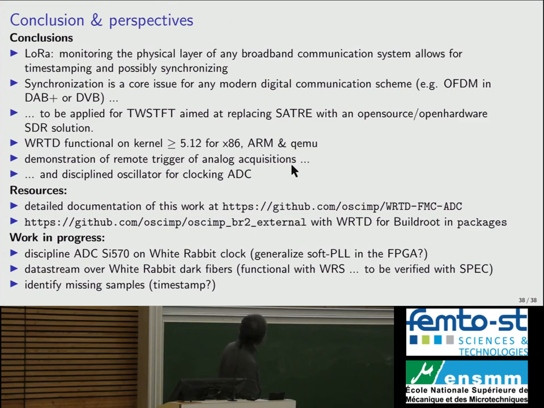If you're interested in this, this is all uploaded on the OSKIM Digital GitHub repository. You can get White Rabbit on the latest kernel and working with Raspberry Pi. You've got all the tools over here for running on Buildroot and work in progress, trying to discipline the A to D converter of the White Rabbit clock and streaming data over the dark fibers of White Rabbit, not only to transfer time, but also to transfer low-rate digital streams. And with that, I thank you for your attention.